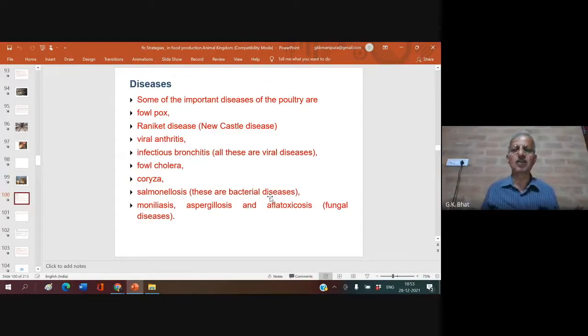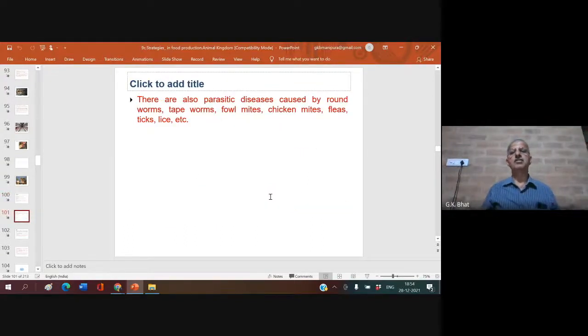Some of the important diseases include fowl pox. Ranikhet disease, the most important disease, is also called Newcastle disease. They always ask a question: Ranikhet disease is found in poultry, or cattle, or camel, or sheep? It is a disease of fowl. Then viral arthritis, infectious bronchitis, fowl cholera, coryza, salmonellosis. These are all different diseases of poultry. There are also parasitic diseases caused by roundworm, tapeworm, fowl mites, chicken mites, fleas, ticks, lice, etc. So the fowl are not free from parasitic disease. You do come across different parasitic diseases also.